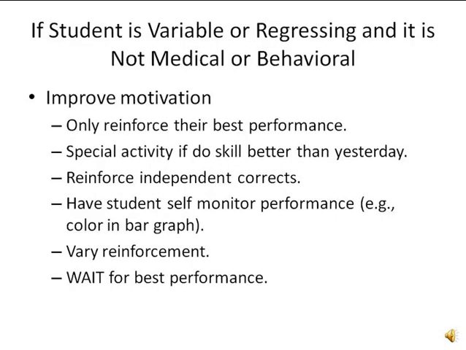Lastly, if the student is working and they're performing in a variable way, or they're regressing across their skills and it's not related to a medical or behavioral issue, there are different ways to improve motivation. We want to make sure that we're allowing the students to maybe have choices embedded throughout the skill or the task that we're providing them. If we're dealing with books or text, maybe they choose the text that we're doing. We also can provide the opportunities for the students to self-monitor, to graph their own progress over time. We can also vary the reinforcement, when the reinforcement occurs and what the reinforcement is.